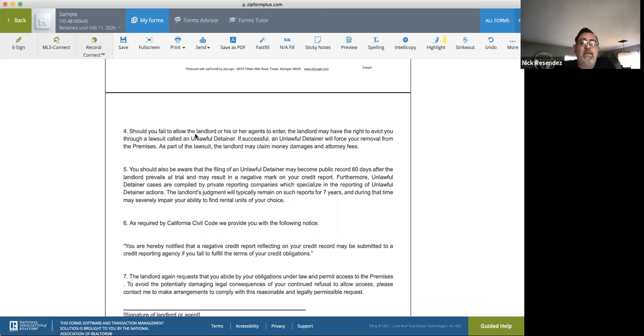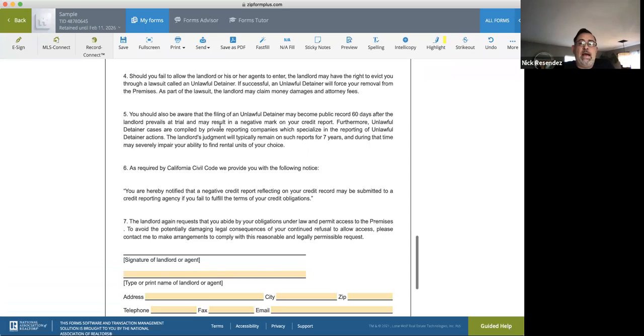And if we have someone that's refusing to allow entry, but the lease says they have to allow entry, then they would have breached the lease, okay? Be aware that an unlawful detainer will be on your public record. And we're hereby giving you this notice that if you don't let us in and we have to go through this process to get you out and evict, well then, you're notified that you'll have a negative credit report. You may have a judgment against your credit, et cetera, et cetera.